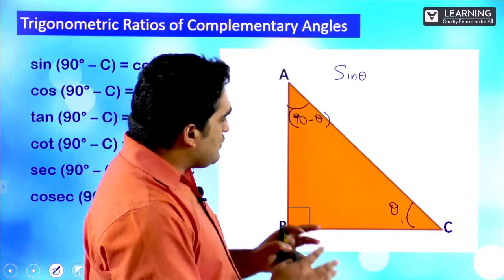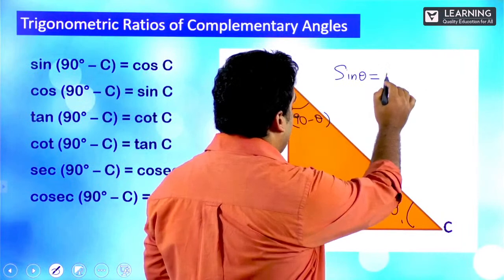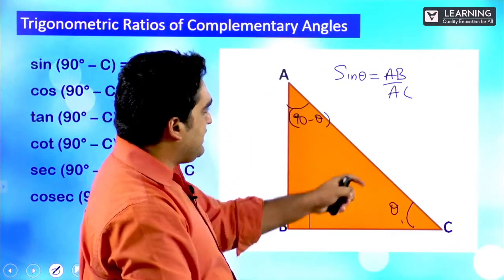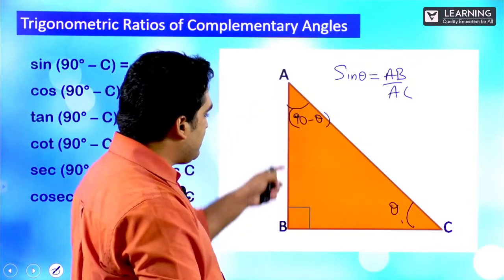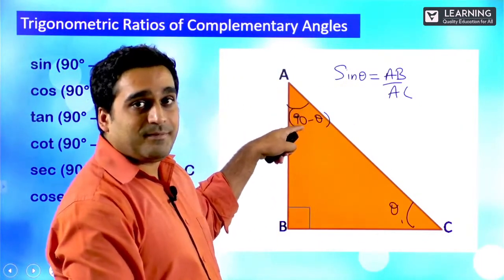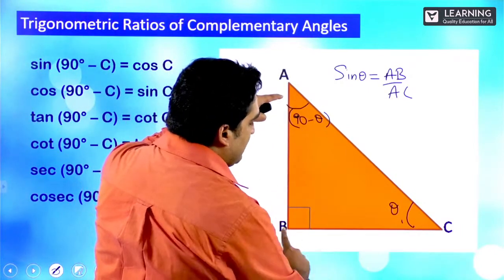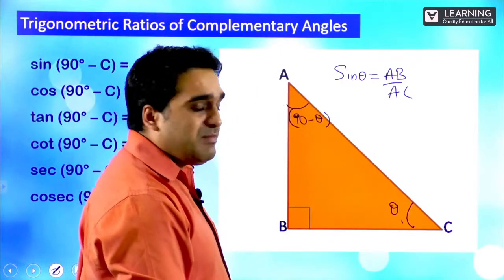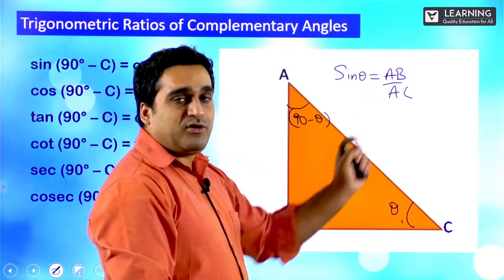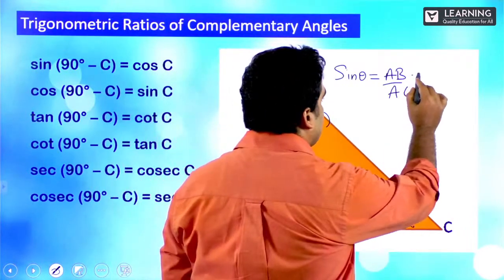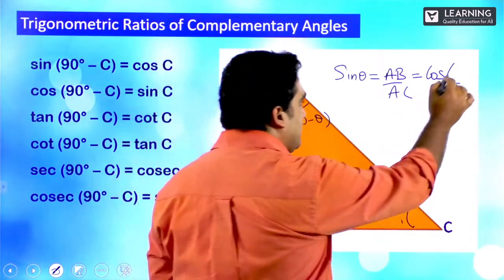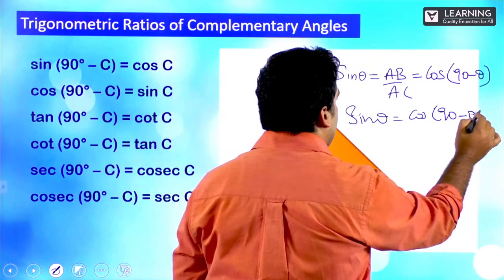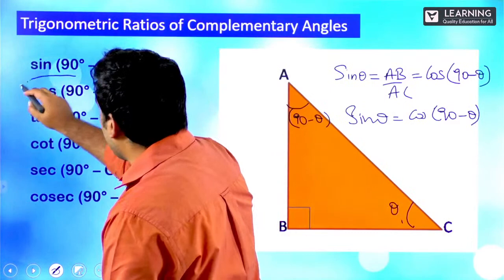Okay. So using the same principle, if I write AB by AC as the ratio for sine theta, what will AB by AC be for 90 minus theta? This is the adjacent and this is the hypotenuse for 90 minus theta, because for 90 minus theta, BC would be the opposite, whereas AB will be the adjacent. So AB is the adjacent and AC is the hypotenuse. Adjacent by hypotenuse. What trigonometry ratio does it give you? Cosine. So it equals cos of the angle 90 minus theta. So sine theta is equal to cos 90 minus theta, and that is what we see in this case.